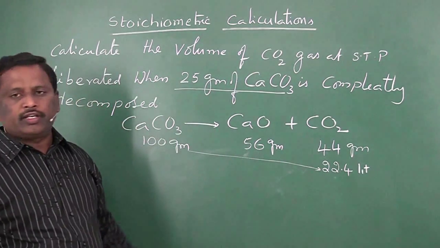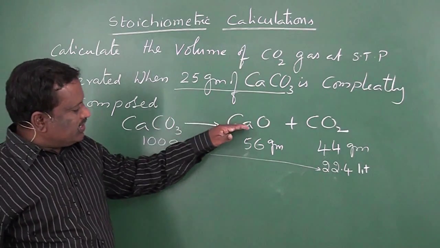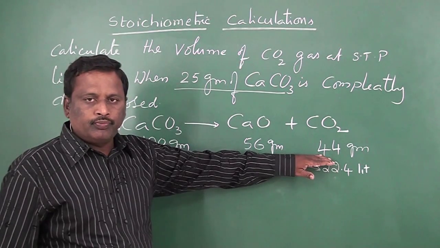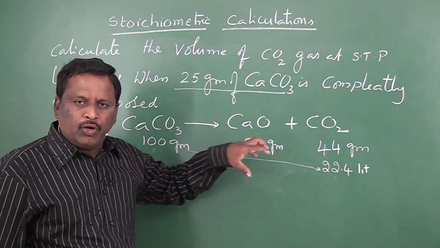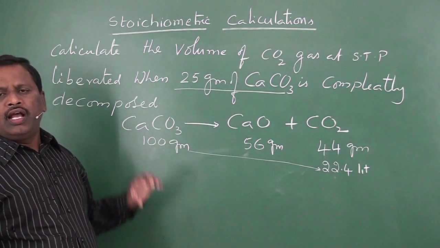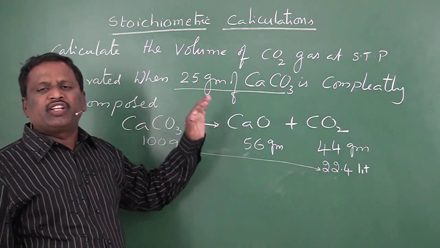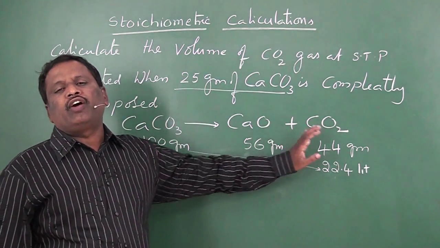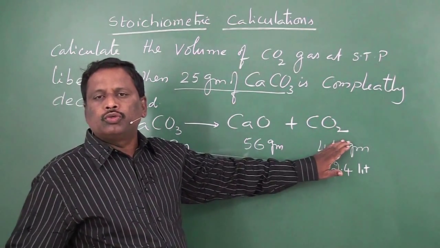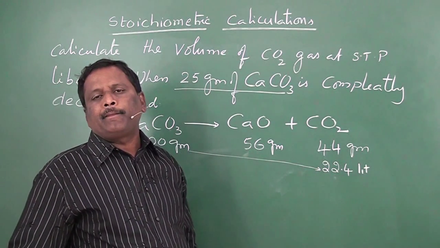Because according to this equation, 100 is the molecular weight of calcium carbonate, 56 is the molecular weight of CaO, and 44 is the molecular weight of CO2. So, in the decomposition of calcium carbonate, the mass ratios are 100 grams of calcium carbonate decomposes to give 56 grams of calcium oxide and 44 grams of CO2. The same 44 grams of CO2 will occupy 22.4 liters at STP.